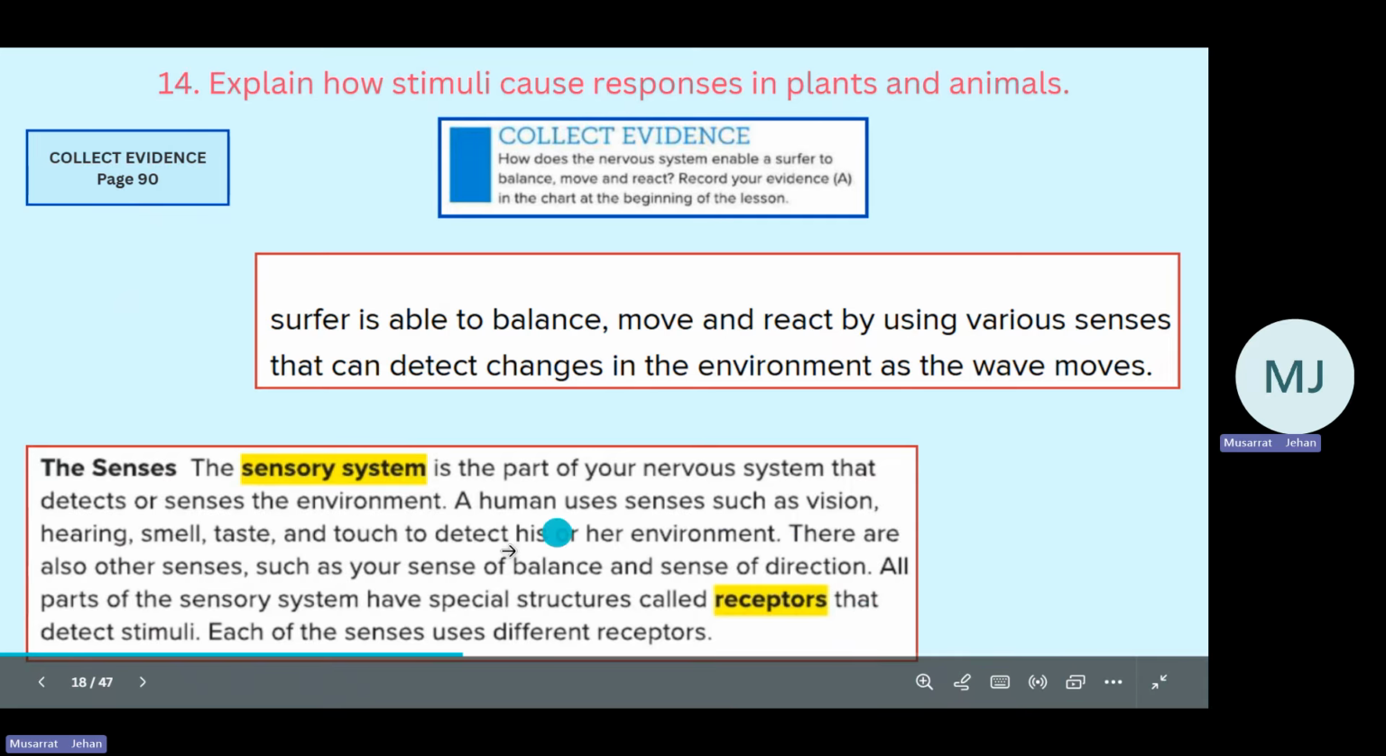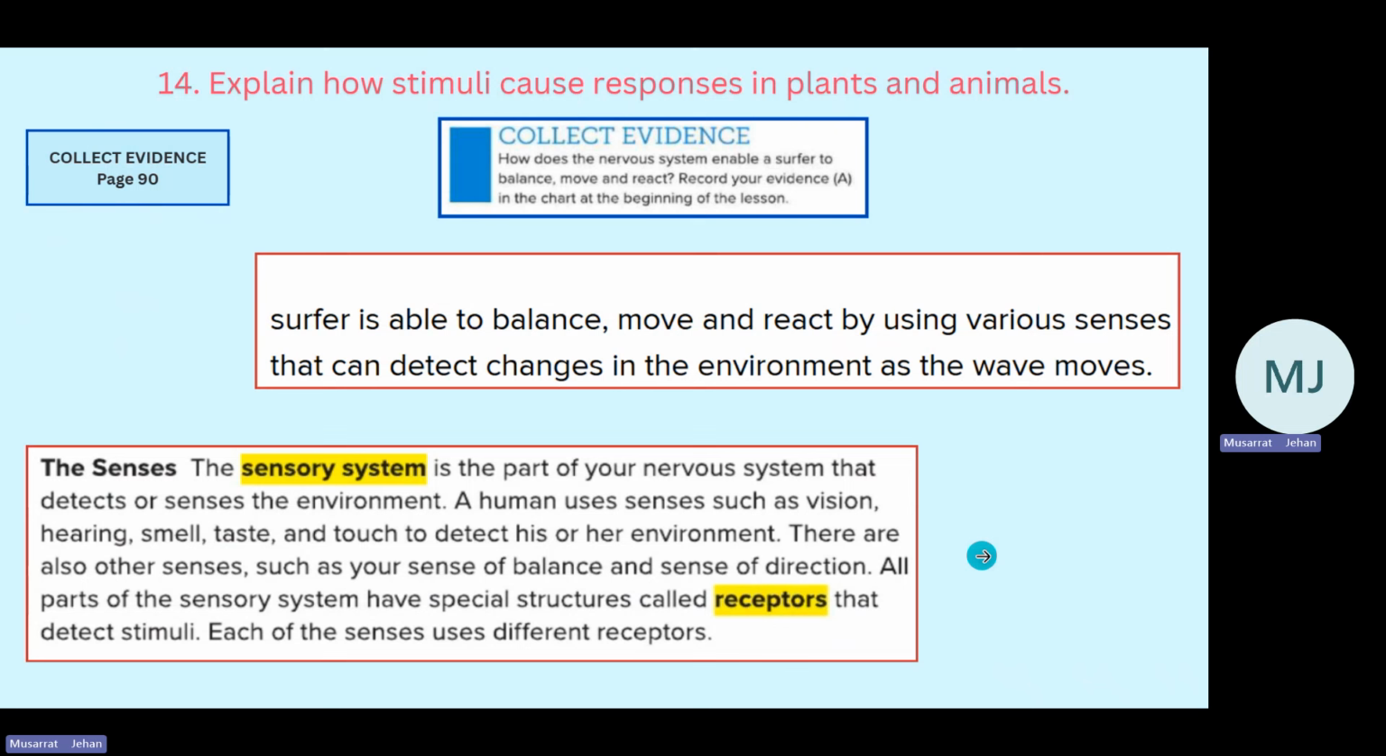Other than this, we also have sense for balance and direction, and this is also present in our ear. All parts of the sensory system have special structures which help us to detect the environment, and these are called receptors. They help us to detect the stimulus and the environment.